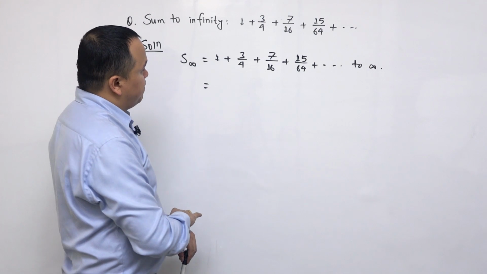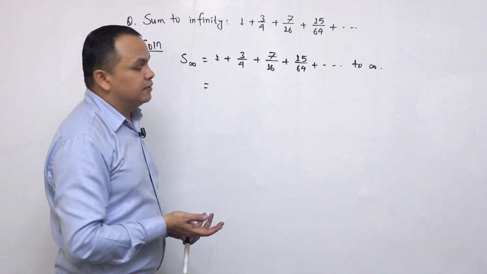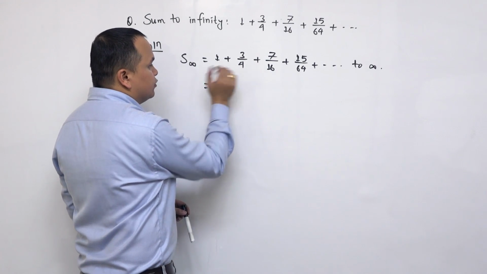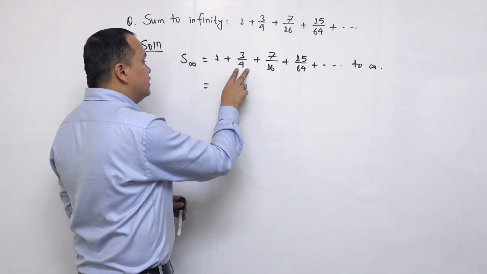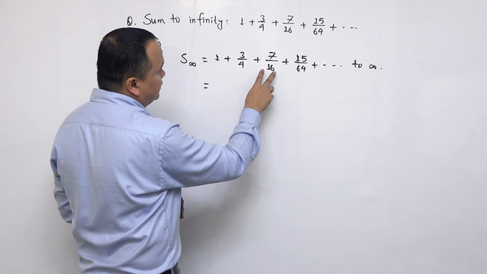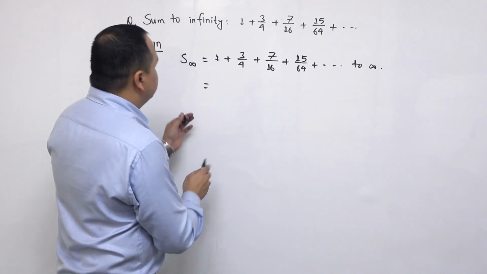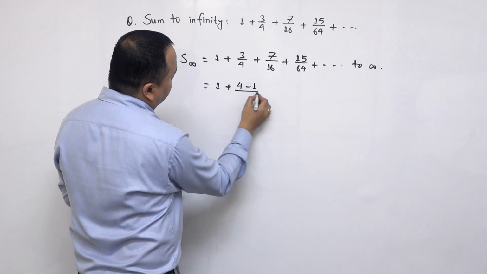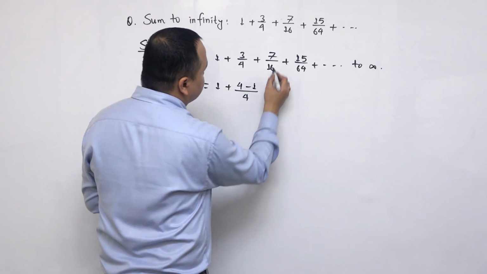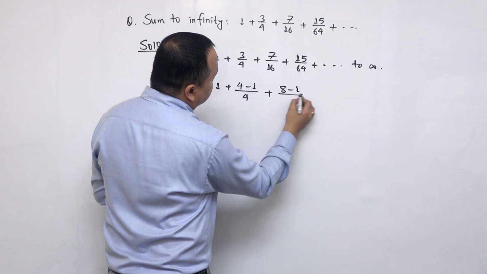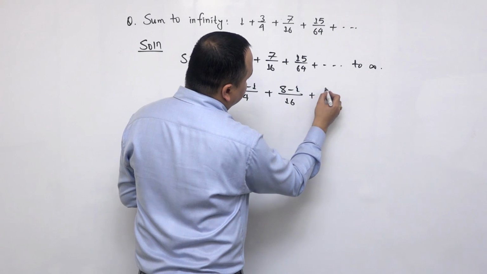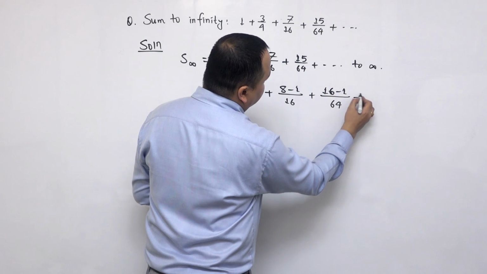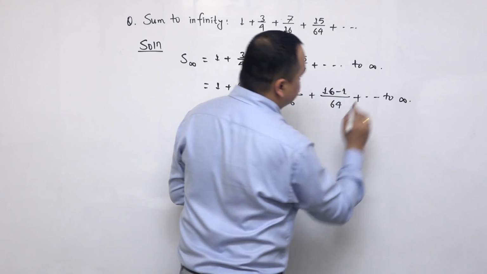This is neither AP nor GP because T2 minus T1 is not equal to T3 minus T2. Similarly, T2 upon T1 is not equal to T3 upon T2. So, this is 1 plus, and 3 can be written as 4 minus 1, upon 4, plus here 7, 8 minus 1 divided by 16, plus 15 can be written as 16 minus 1 divided by 64, plus dot dot dot to infinity.